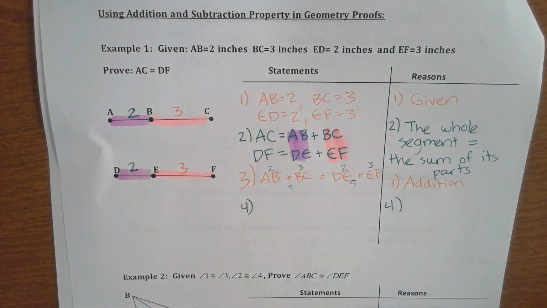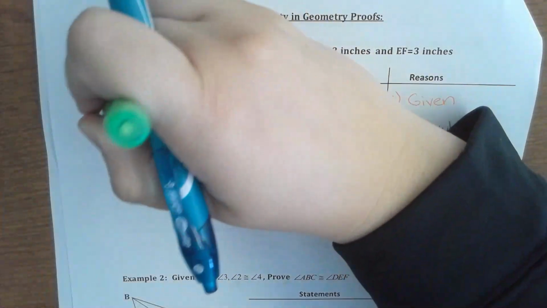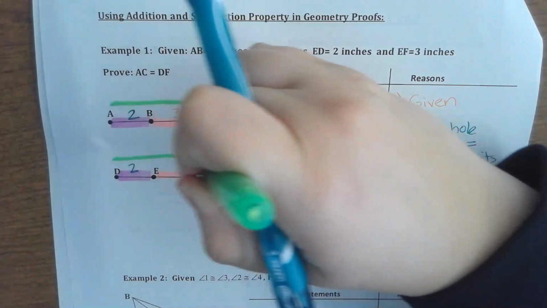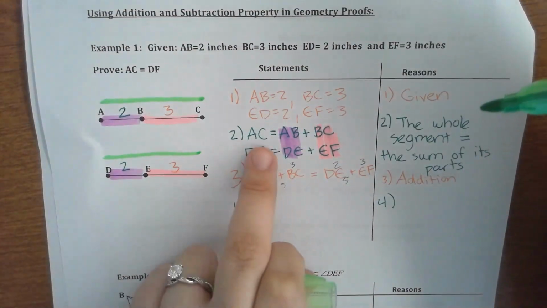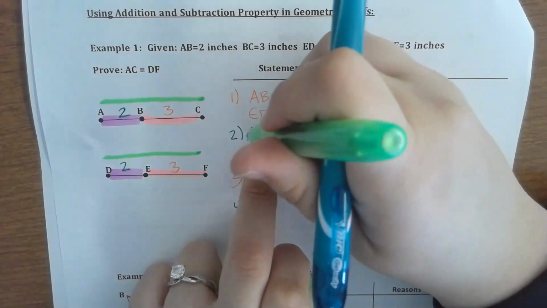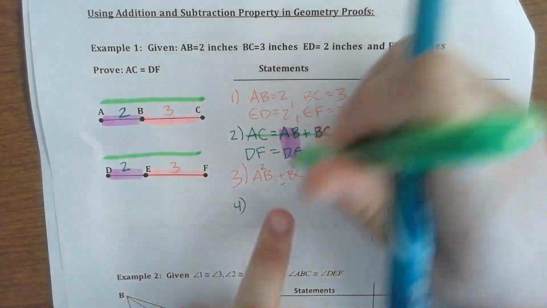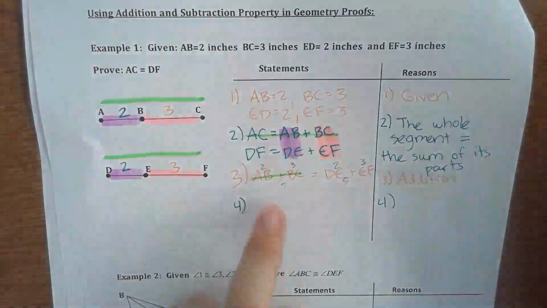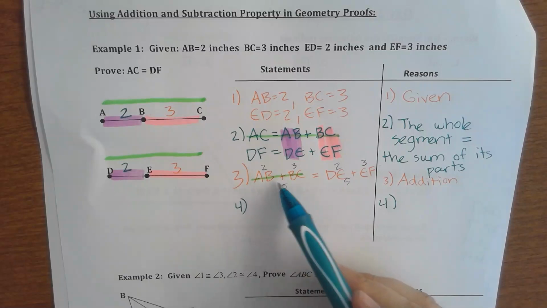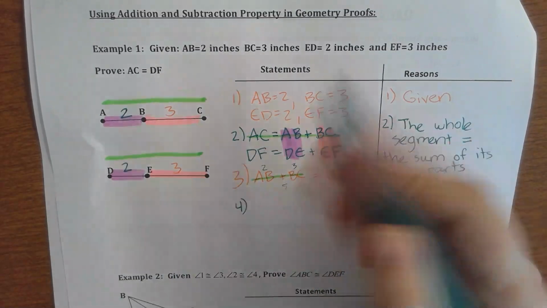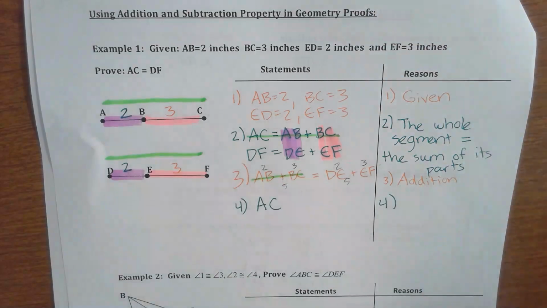We are going to move some things around to get what we want. Our goal was to show that AC, the whole thing, equals this whole thing. When I come up here, AC equaled part plus part. Well, that part plus part is here. Instead of writing it as part plus part, purple plus pink, I can write it as AC.